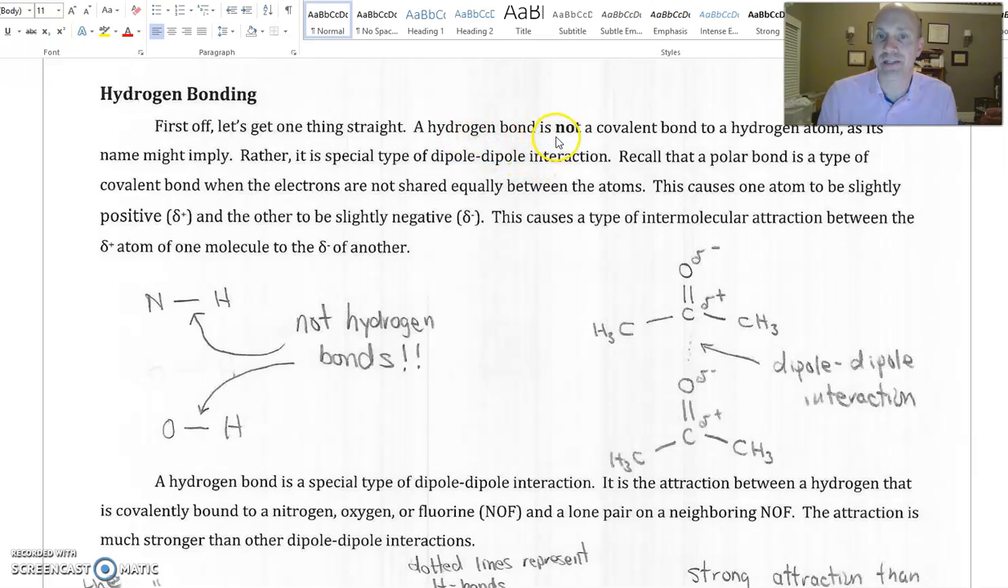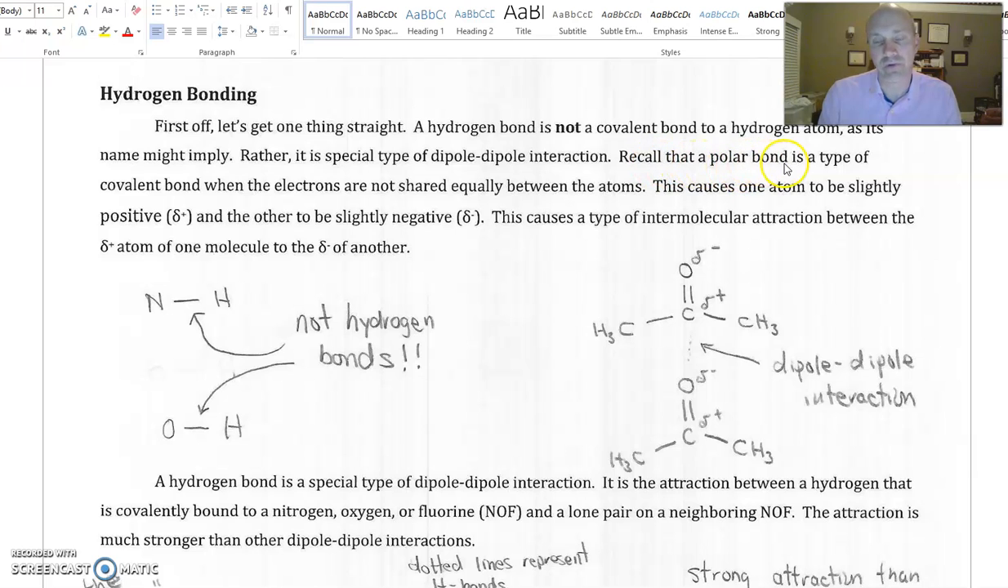A hydrogen bond is not simply a covalent bond to a hydrogen atom. Instead, it's a special type of dipole-dipole interaction between atoms that are not covalently bound to each other. So first of all, let's review a little bit about what a dipole-dipole interaction is.